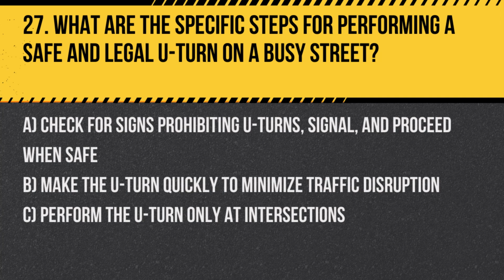Question 27. What are the specific steps for performing a safe and legal U-turn on a busy street? A. Check for signs prohibiting U-turns, signal, and proceed when safe. B. Make the U-turn quickly to minimize traffic disruption. C. Perform the U-turn only at intersections. Answer: A. Check for signs prohibiting U-turns, signal, and proceed when safe. When making a U-turn on a busy street, it's important to first ensure no signs prohibit the maneuver, signal your intention, and then proceed only when you have a clear view of traffic and it's safe to do so.